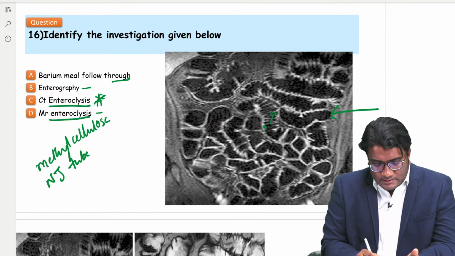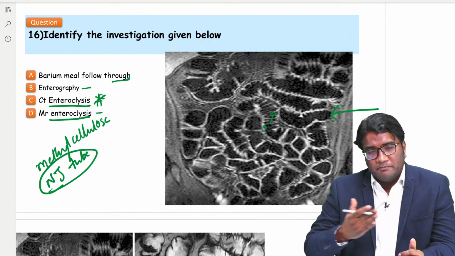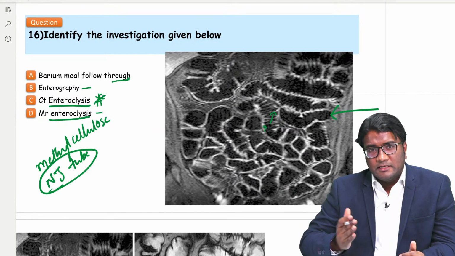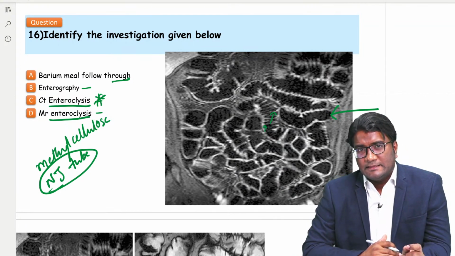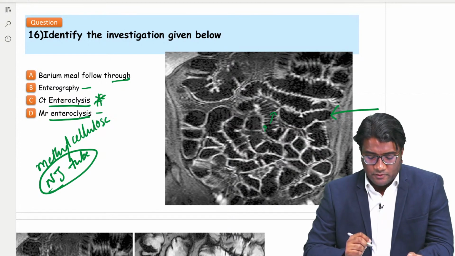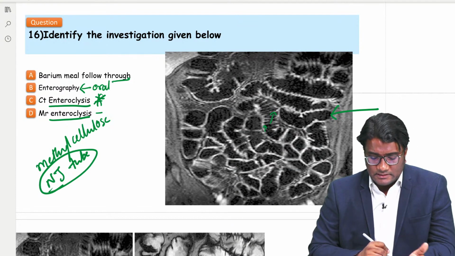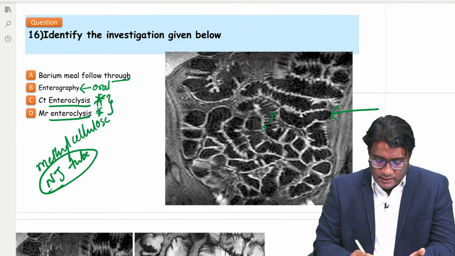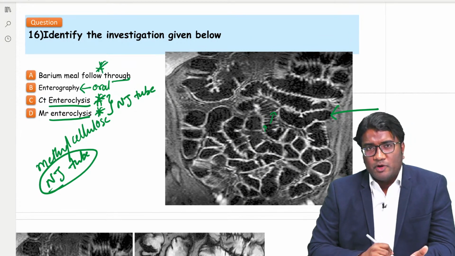What is an enteroclysis? You are putting the NJ tube, so it's an invasive procedure. When you put a nasojejunal tube, the tube is made to pass across the ligament of Treitz, that is the junction between duodenum and jejunum. So you pass the NJ tube beyond the ligament of Treitz, and then you inject the methylcellulose or water, which will cause luminal distension and help us to look at the mucosa of the small bowel better. That is enteroclysis. Enterography is basically giving oral contrast. When you give it orally only, that is enterography, and when you give it with an NJ tube, invasive, that is enteroclysis. And the barium meal follow through is a simple barium study that we have for the small bowel.